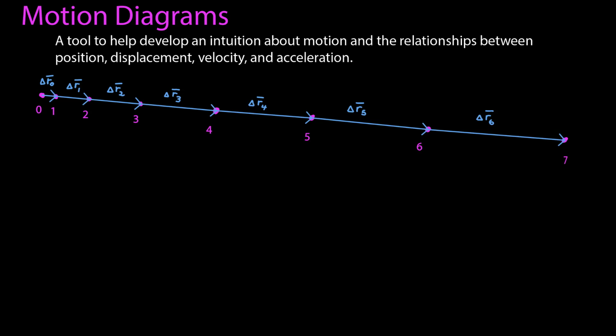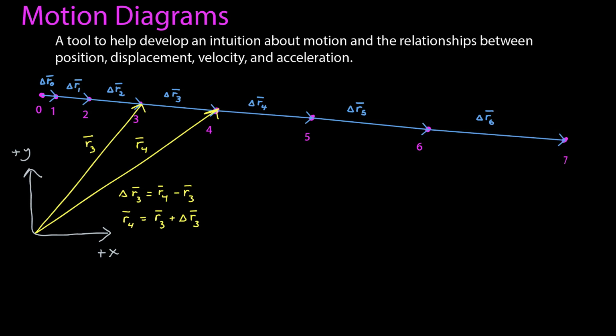Remember where displacements come from. If you assume some coordinate system, I can establish a position vector, r sub 3, that tells me where that point is at the dot labeled 3, and I have a position vector, r sub 4, for the dot labeled 4. The displacement then is the difference between those two position vectors, r sub 4 minus r sub 3. To see that, you can rewrite that in terms of r sub 4 is equal to r sub 3 plus delta r sub 3, and you can look at adding the vectors with the tail-to-tip method.